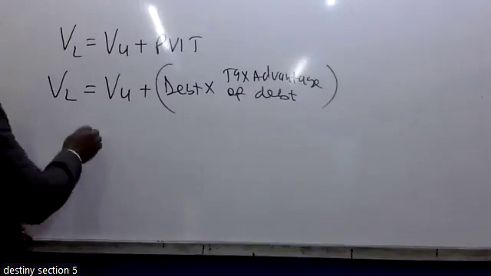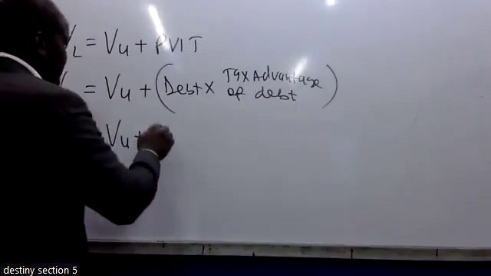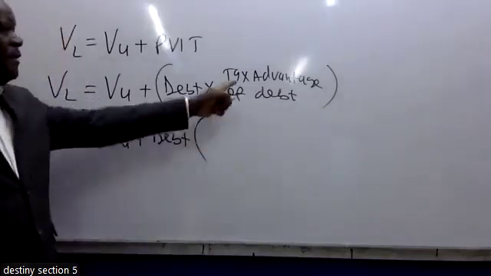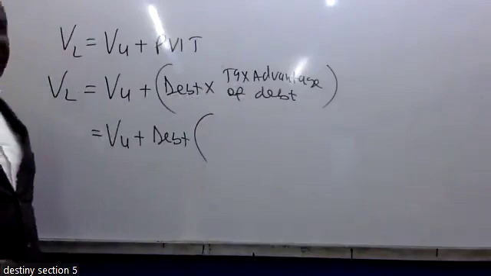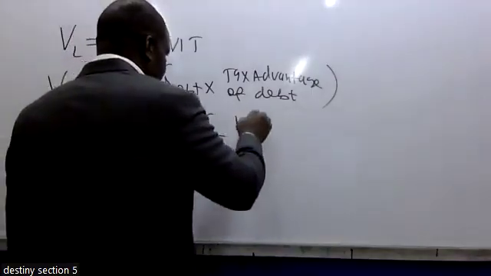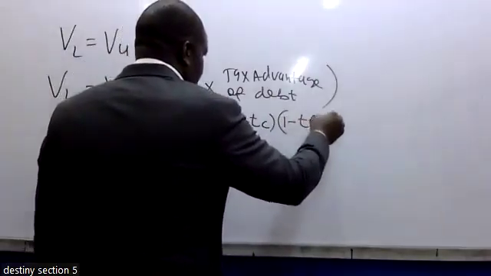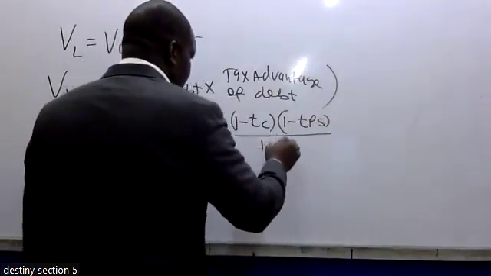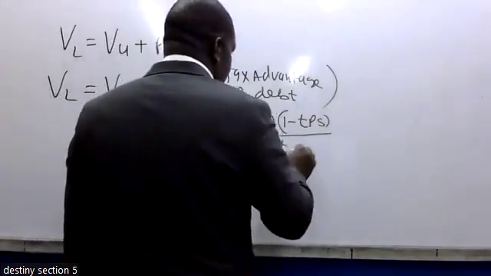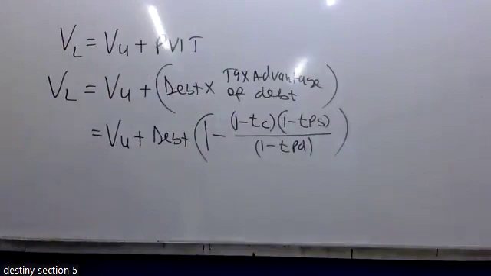So this is the same as the value for unlevered, plus the debt. The tax advantage of the debt is given by 1 minus. I want to explain what each one of them stands for.